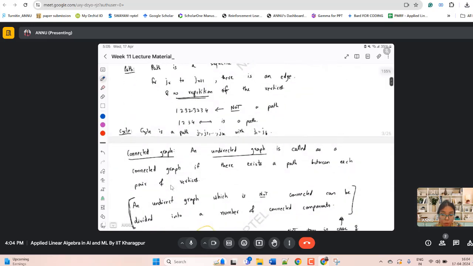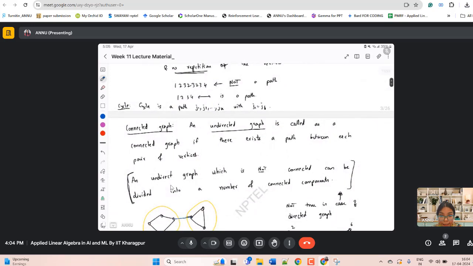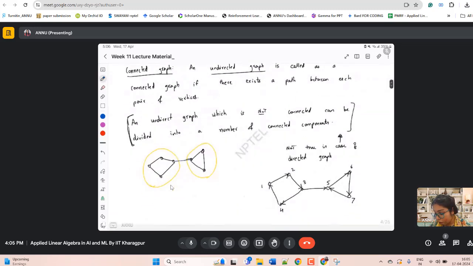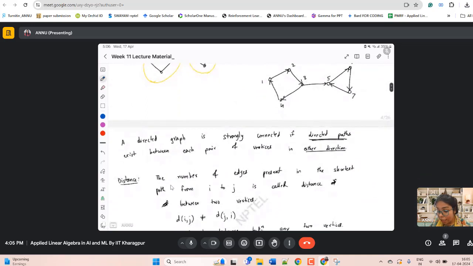So if we see the connected graph, a connected graph is an undirected graph in which there exists a path between each pair of vertices. So an undirected graph which is not connected can be divided into a number of connected components. Not the same in the case of directed graphs. Okay. A directed graph is strongly connected if directed paths exist between each pair of vertices. So what is that? Strongly connected means connected in every sense.